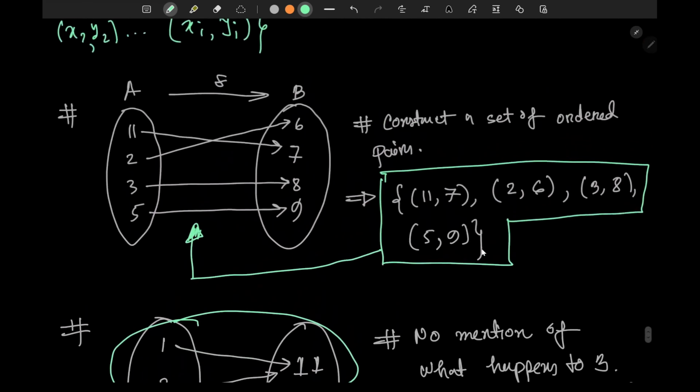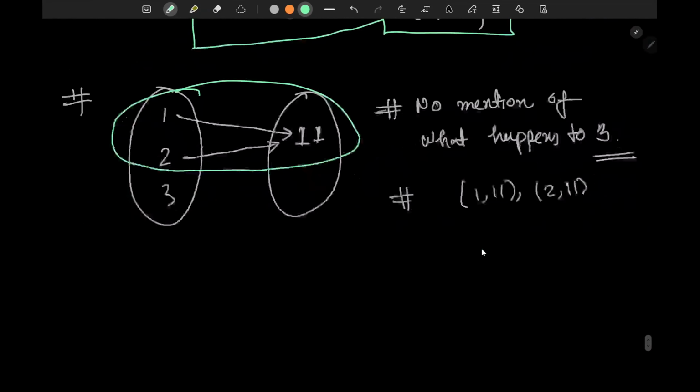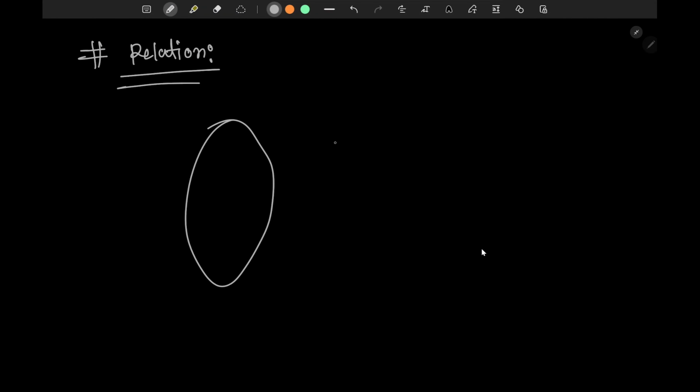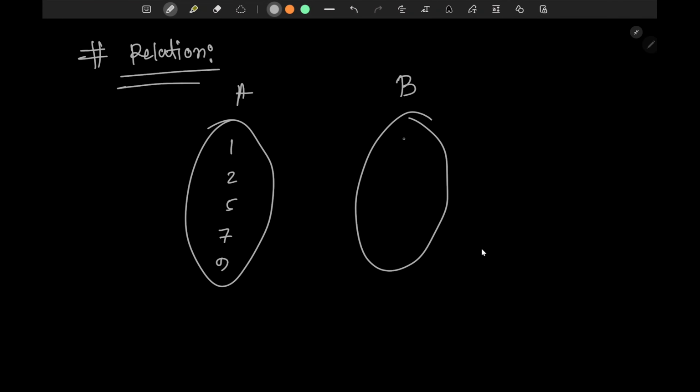Now that we talked about ordered pairs and maps, now let's define a relation. As before, again takes two sets, A and B, and you have some elements 1, 2, 5, 7, 9. Let's say this is 3, 4, 10.